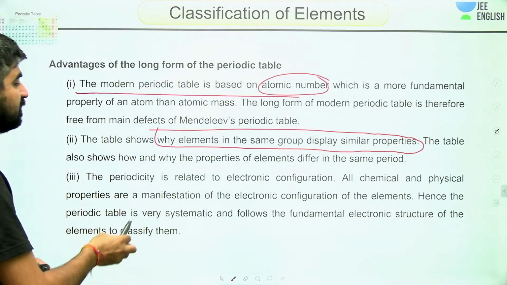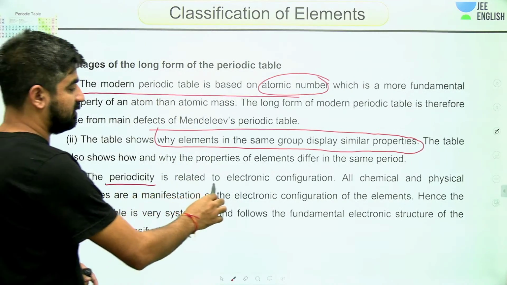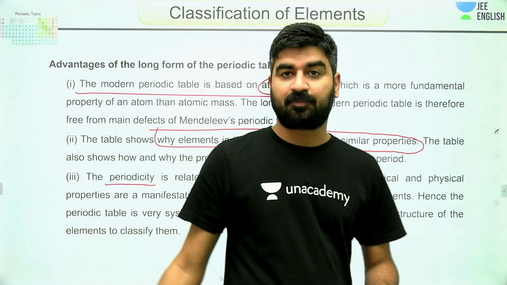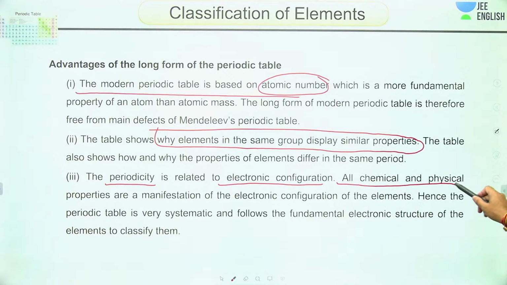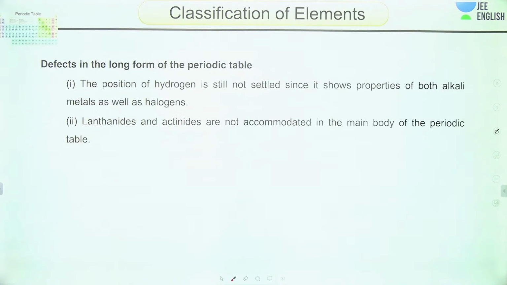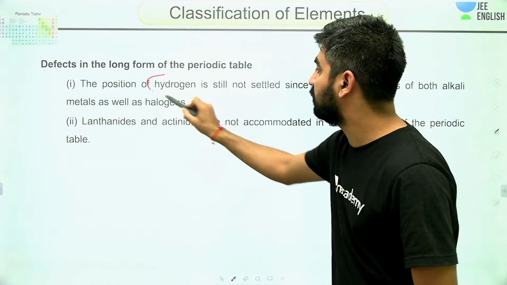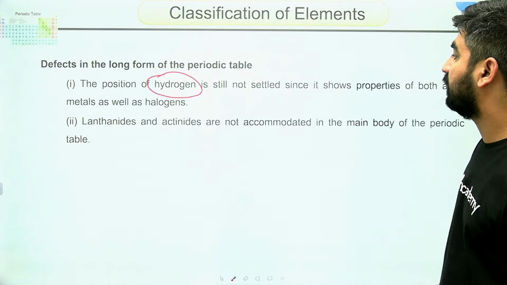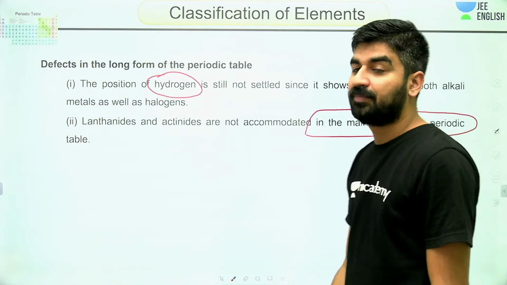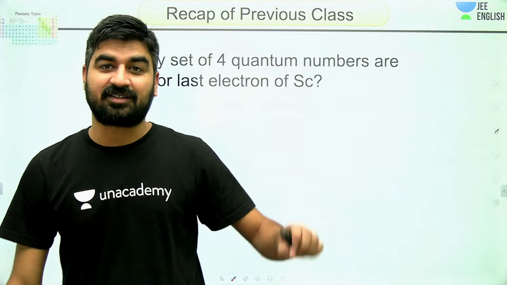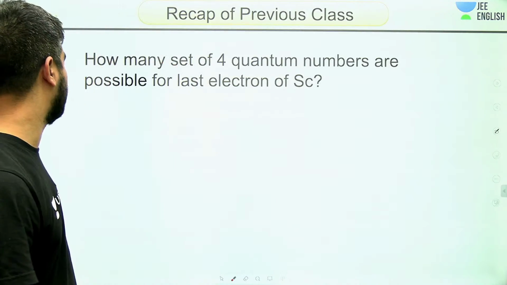And after that, guys, the periodicity is related to electronic configuration, and to all chemical and physical properties. I have told you this already. Defects: hydrogen's position is not fixed, and lanthanoids and actinoids are not accommodated in the main periodic table because they are arranged at the bottom.